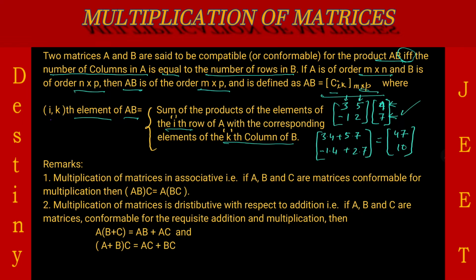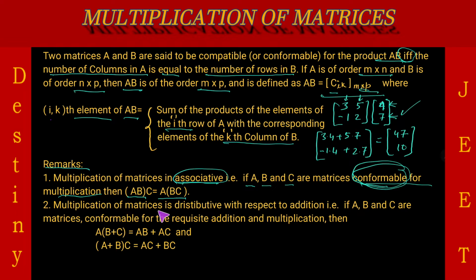Hence we have understood how to multiply matrices. Next we go to some remarks which you should know. Number 1, multiplication of matrices is associative, that is, A, B and C are matrices conformable for multiplication. If they are conformable, then only you will have bracket AB into C equal to A bracket BC. They are associative if they are conformable, means if they have this condition fulfilled.